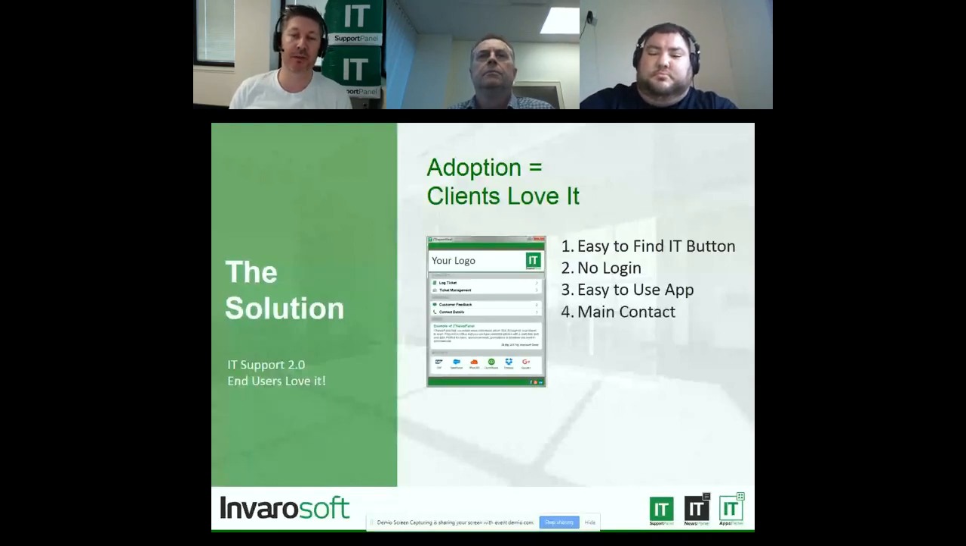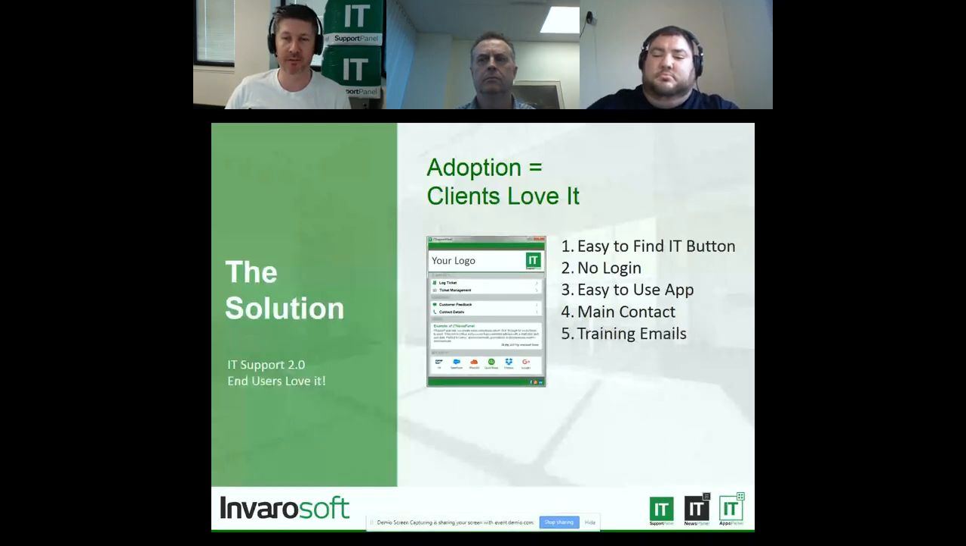What you've also got to do is make sure that you train the main contact when you deploy it. As long as you get the advocacy of the main contact, they will obviously help you distribute the information on how to do it. We have training emails, templated emails that you can give to your clients. You send that out.